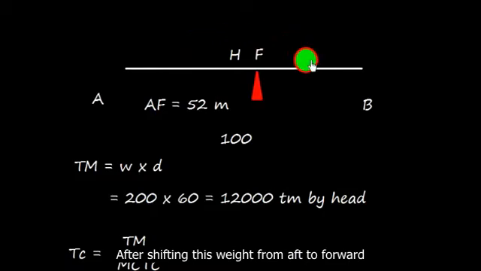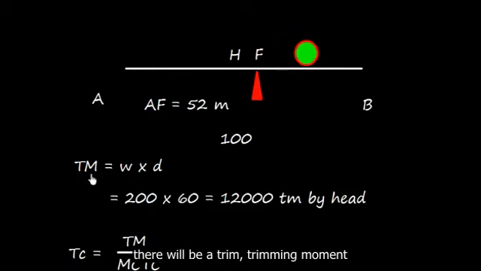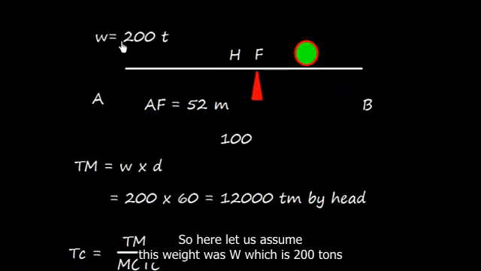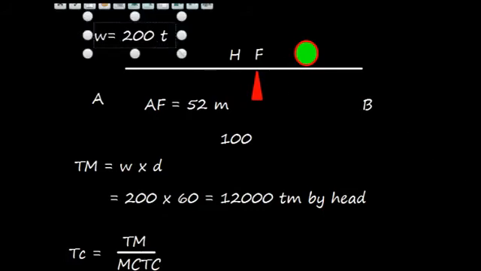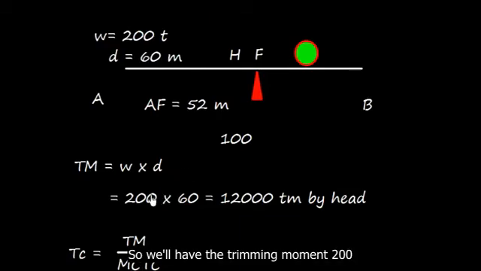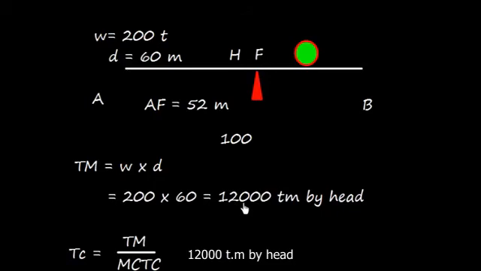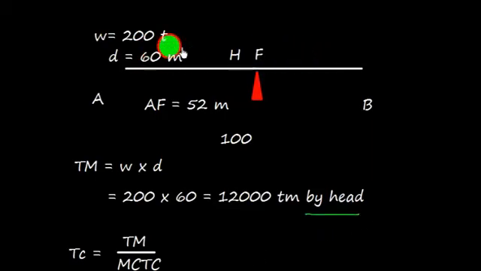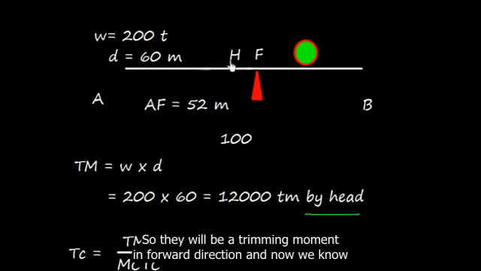After shifting this weight from aft to forward, there will be a trimming moment, and this trimming moment is W into D. So here let us assume this weight W is 200 ton, and it is shifted a distance of 60 meter. So we'll have the trimming moment 200 into 60 is equal to 12,000 ton meter by head.